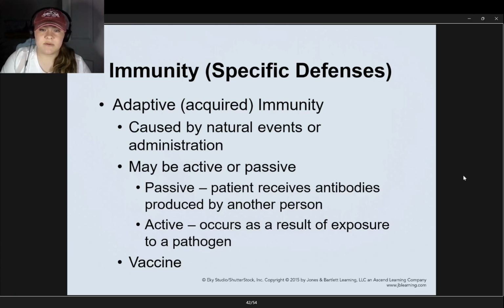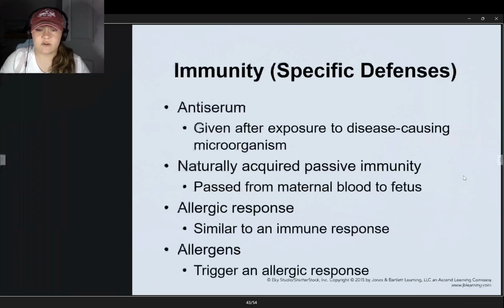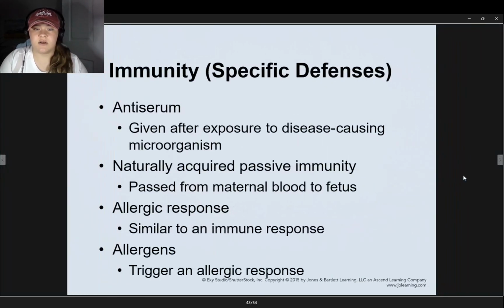Adaptive or acquired immunity is caused by natural events or administration, which is that vaccine. It can be active or passive. Passive would be a patient receiving antibodies produced by another person, or active, which occurs as a result of exposure to a pathogen. Sometimes that can be a vaccine. Antiserum is given after exposure to disease-causing microorganisms. Naturally acquired passive immunity is passed from maternal blood to the fetus.